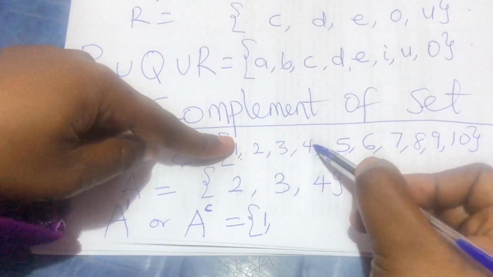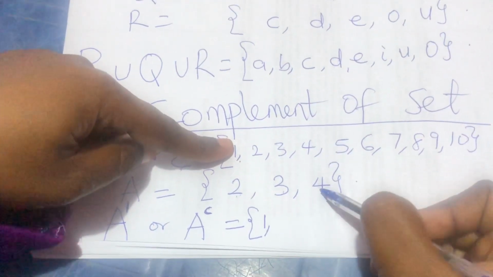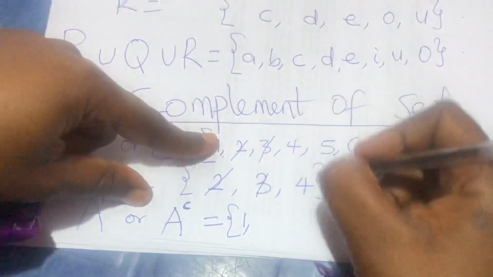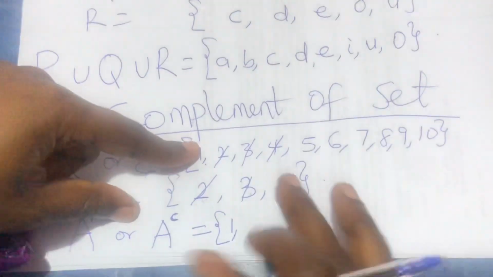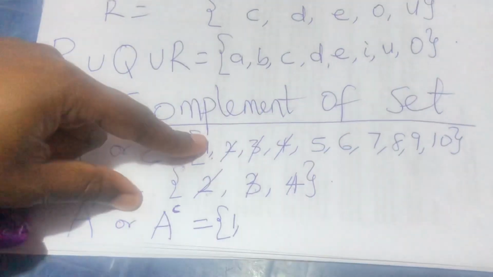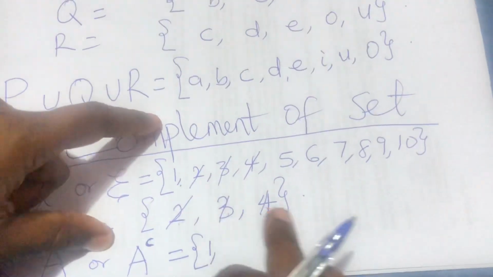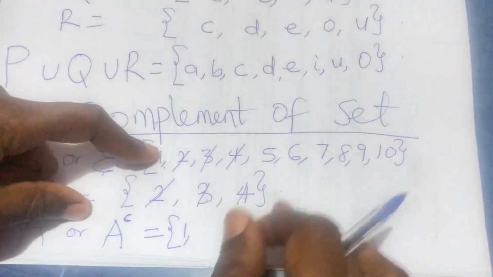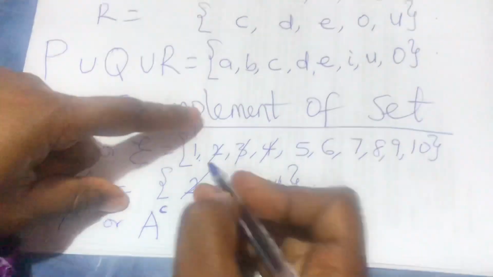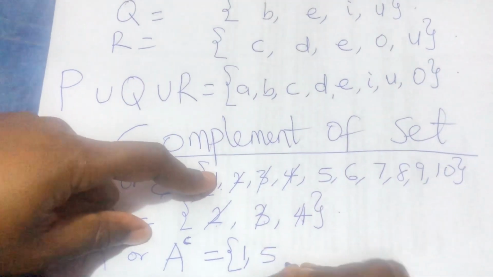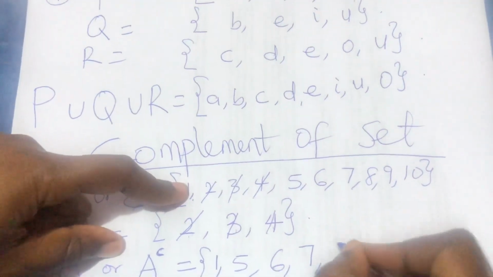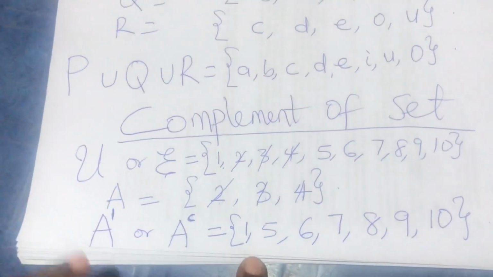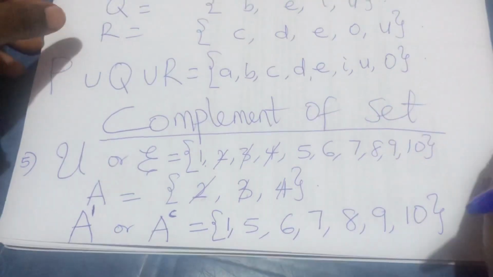There is 4 in the universal set, and there is 4 in A. We are not going to write 4. So let's cancel out those that we can find in A and also in the universal set. Those are the elements that we are not going to write. Those that are only present in the universal set but we cannot find in A are the elements that we are going to write now. Those elements are 1, 5, 6, 7, 8, 9, and 10. So that is the complement of A. That is example 5.